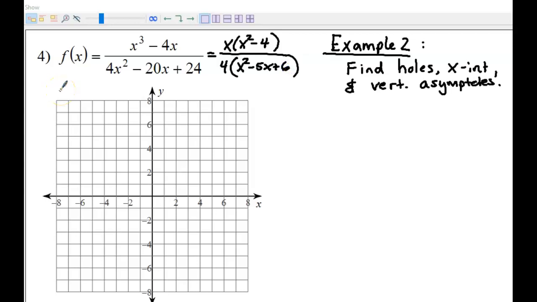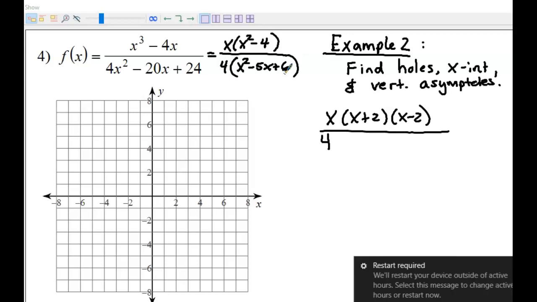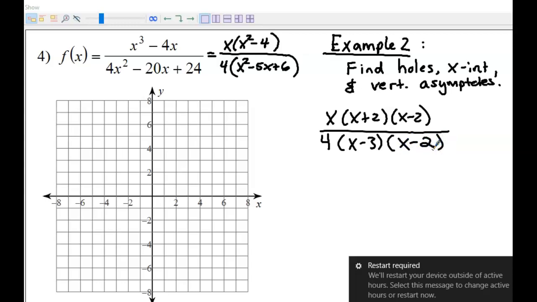I'm still not done factoring though. The top, that's a difference of squares, right? And so that's going to be x plus 2 and x minus 2. And on the bottom, we would use the box method to factor it. I think it would be x minus 3 and x minus 2, if I'm not mistaken. Okay, so that's the first thing you guys got to do, you got to factor it first.